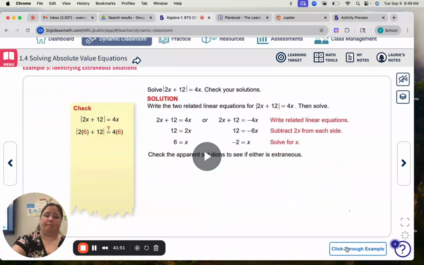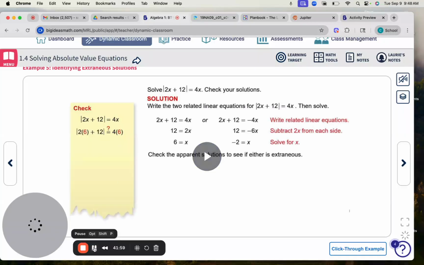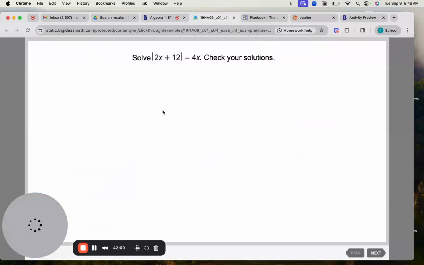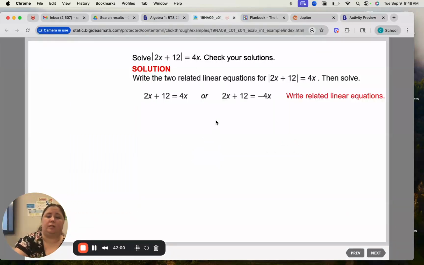All right, so the first thing we check: is this a negative number over here? No. So we can attempt to solve this. We're going to write our two equations, dropping the absolute value. The first equation, we leave it all positive: 2x plus 12 equals 4x. The second equation, we have to put the negative after the equal: 2x plus 12 equals -4x. All right, so let's solve the left side first.